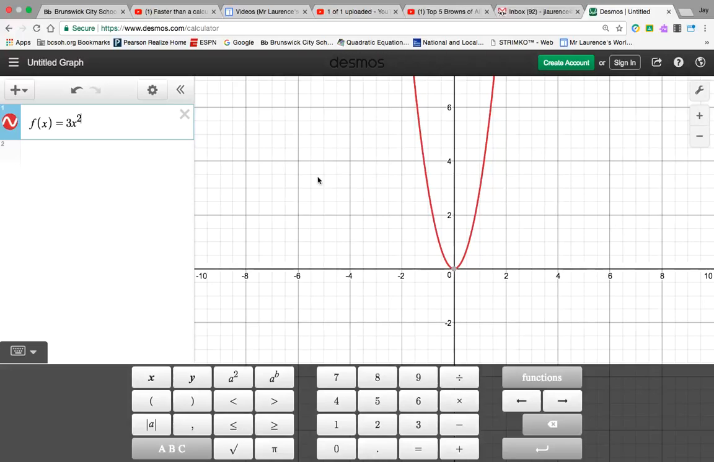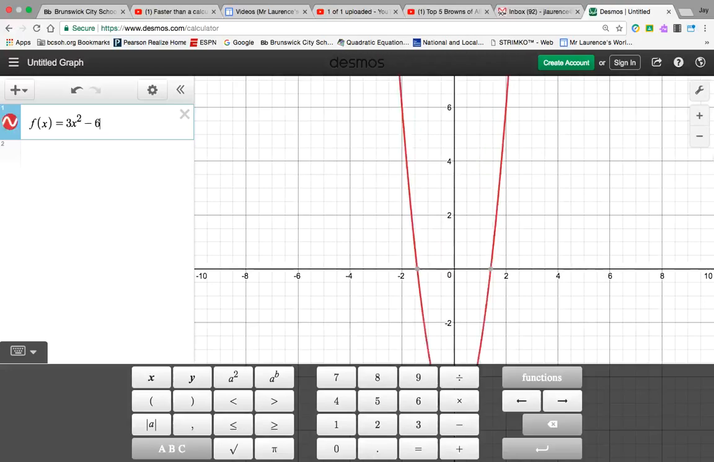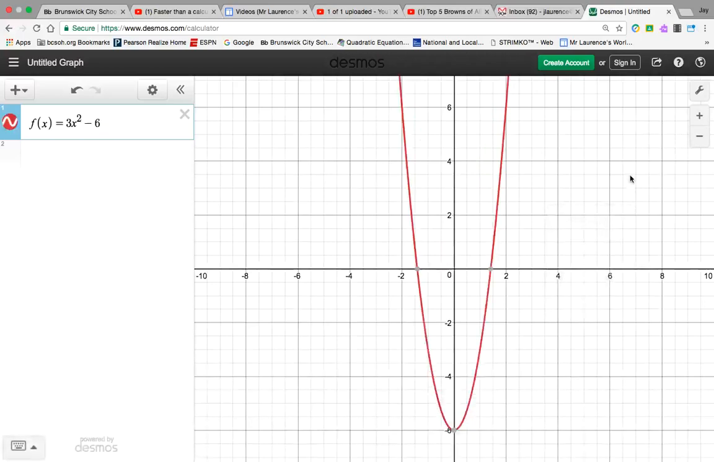Now, an interesting thing happens if I subtract 6. If you look, the domain still stays all real numbers, but the range changes to all real numbers such that f of x is greater than or equal to -6.